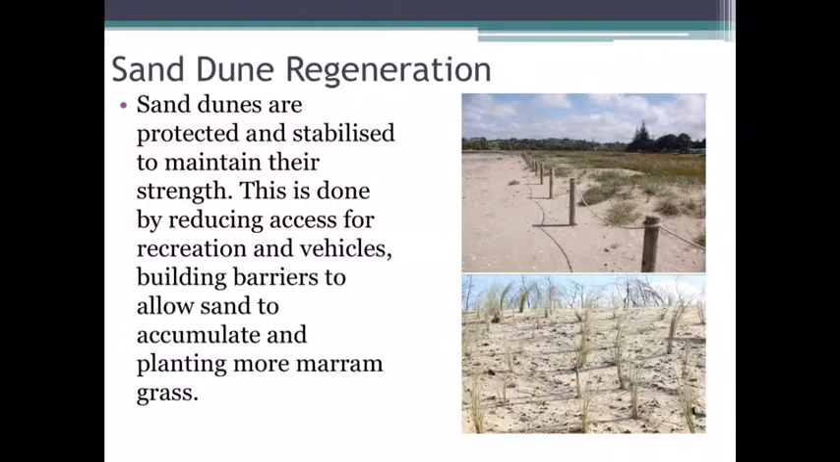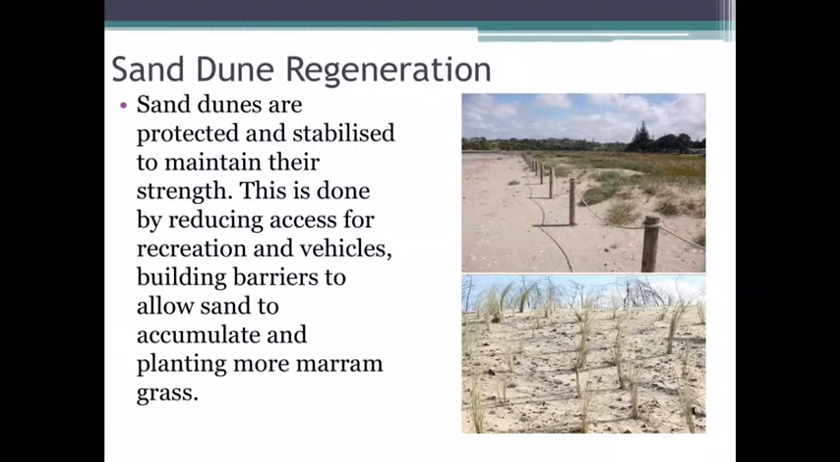And this is done by reducing access for recreation and for vehicles, so that reduces footpath erosion or vehicle erosion. They also build barriers to allow the sand to accumulate. They do this by planting something called marram grass, which is this tall grass here, which is used to support the growth of sand dunes. It has very, very long roots. So what typically happens is that an area is barriered off here, and then lots of marram grass is planted in the area behind the dune. That allows the dunes to build up and up over time, and then we have our natural coastal barrier.